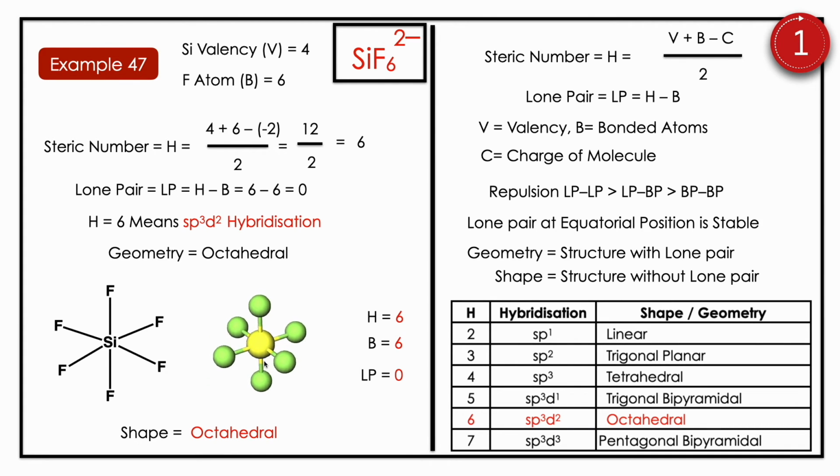Then silicon hexafluoride 2 minus. Silicon is the carbon group element, valency is 4, fluorine atoms are 6. If you substitute in our formula, (4 plus 6 minus of minus 2) whole divided by 2, which gives 12 by 2 gives 6. Lone pair will be H minus B, which is 6 minus 6 equals 0. H6 means sp3d2 hybridization, which gives geometry of octahedral. Since there is no lone pair in the system, shape and geometry will be the same. So shape is octahedral.